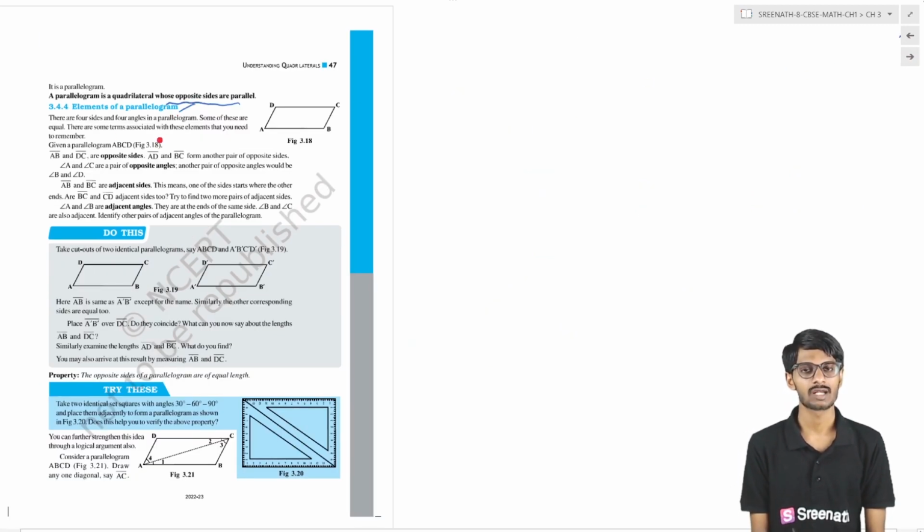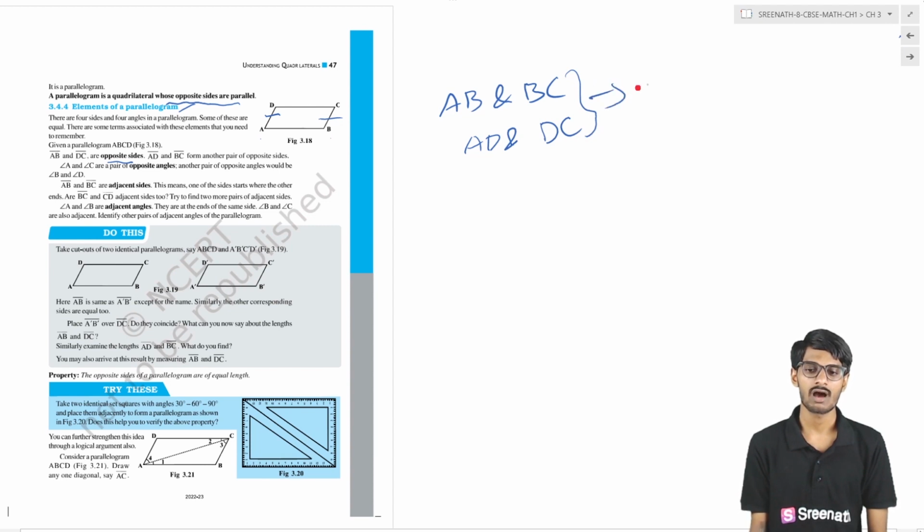And elements of parallelogram. What are the elements of parallelogram? So opposite sides. So what are opposite sides? Suppose this is the parallelogram. Then these are the opposite sides. AD and BC are opposite sides. And AB and DC are also opposite sides.